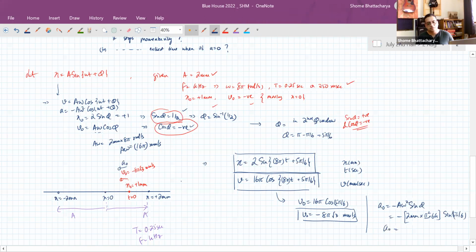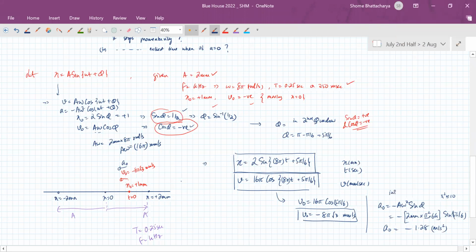So the initial acceleration will be minus of, this is almost like, pi square you can take as approximately 10. So 1280. So that's like 1.28 meters per second square towards the left. That is the initial acceleration.